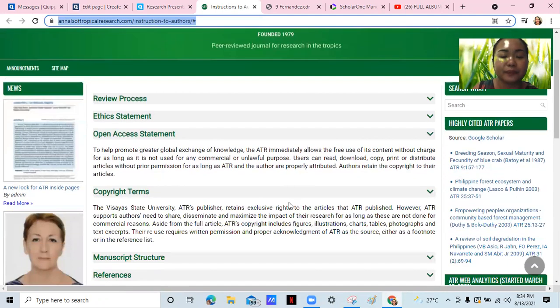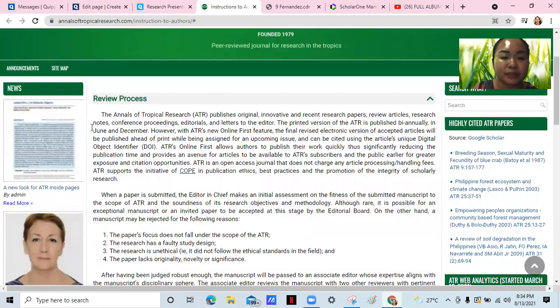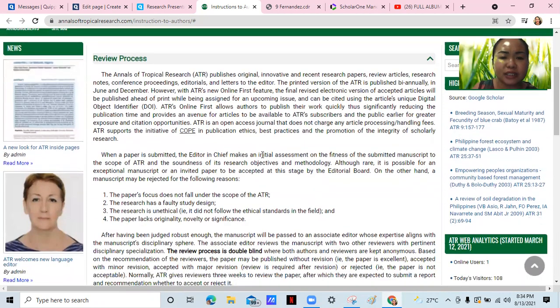So you can see here the review process procedure. In this they are actually publishing original, innovative, recent research papers or review articles, yung pinagawa ko sa inyo, and research notes, yung parang very short na research output, and conference proceedings. If there are conferences, then they're going to have a proceeding of all the abstracts. So that's also another publication, editorials and letters to the editor. This is published annually every June and December.